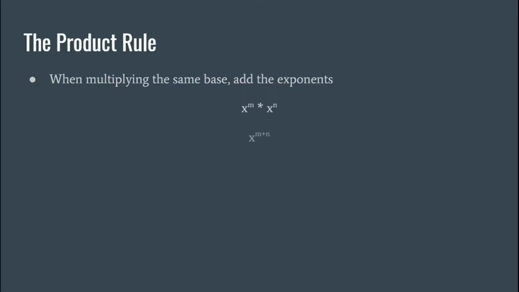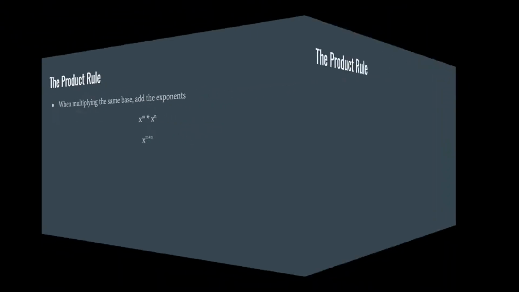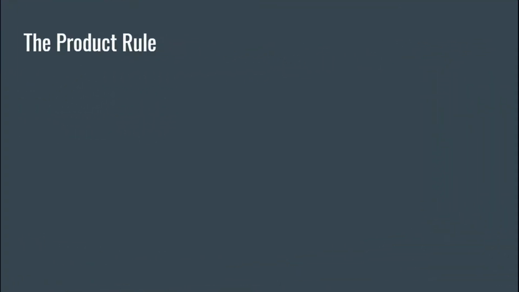Essentially what we're doing is we're doing this. Let's see how this works. We're going to go through an expanded example first, and then I'll show you how the product rule works. So let's say we have this problem here: x to the second power times x to the fifth power.